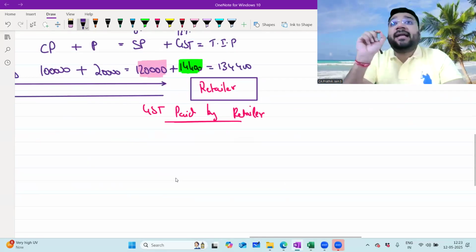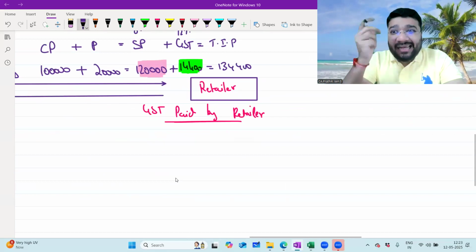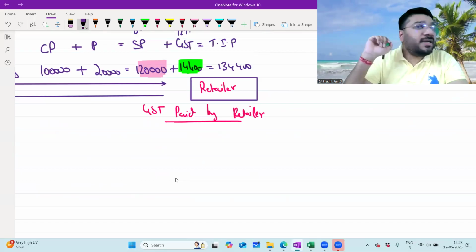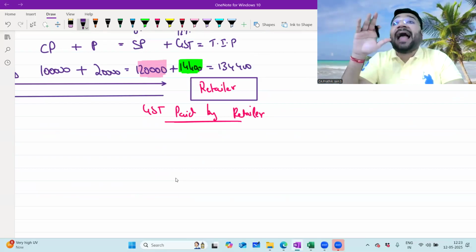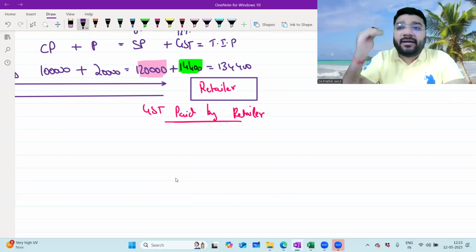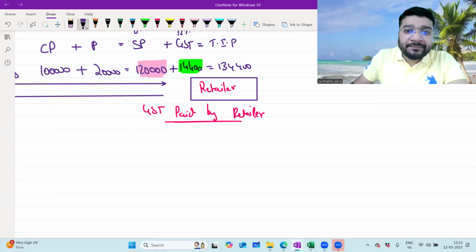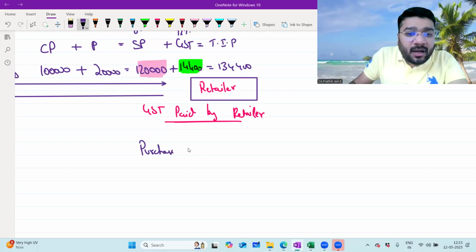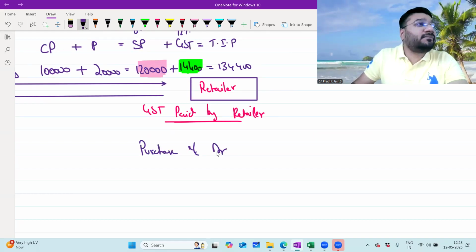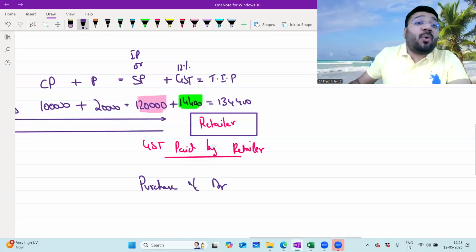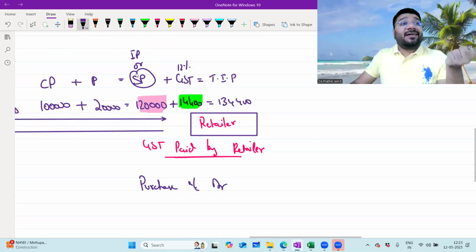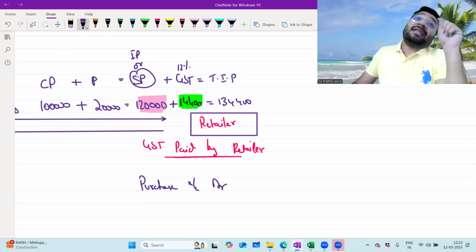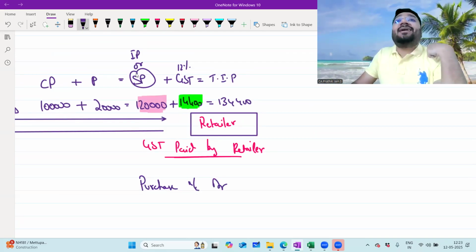Now please tell me the entry in the books of the retailer. For the retailer, what is this transaction? Purchase transaction. It's a business financial transaction. What transaction? Cash purchase transaction. Please tell me the journal entry for cash purchase. Purchase account debit. What is the purchase value? Whatever was the selling value of the seller, that is the purchase value of the buyer. Correct? What income he showed, that same amount I show as my expense.